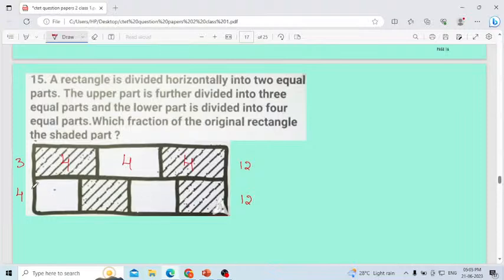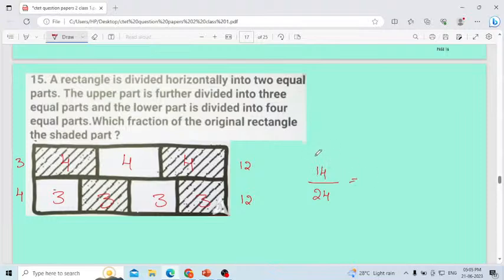Consider this is 4. 3 parts, 4 4 4. Then here 3 3 3 3. Total is 12 plus 12 is 24. Then here they are asking only the shaded part. 4 plus 4 is 8, 8 plus 3 is 11, 11 plus 3 is 14.